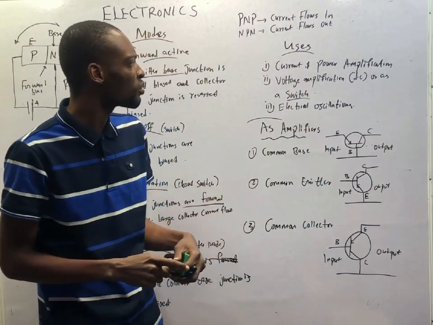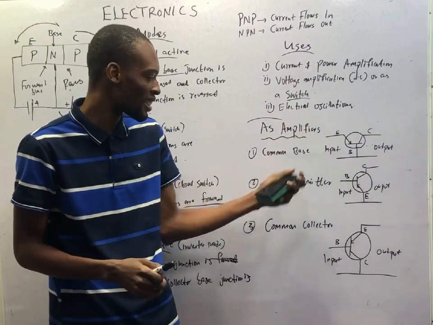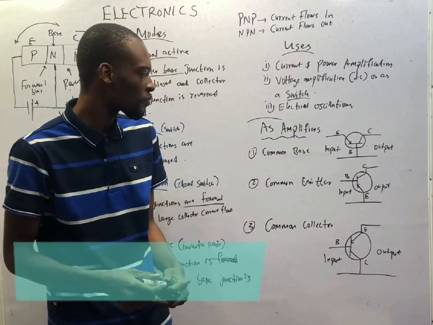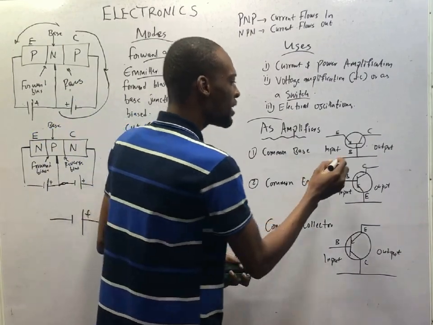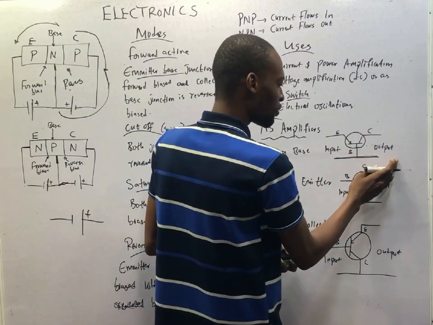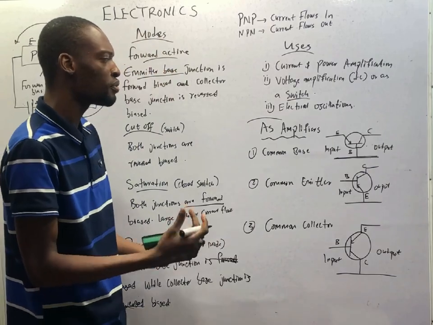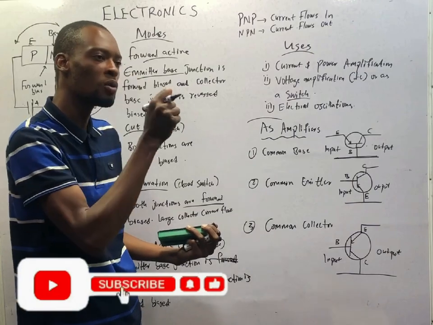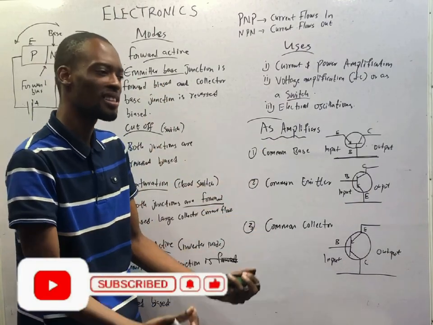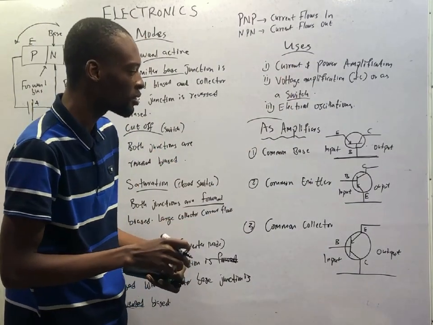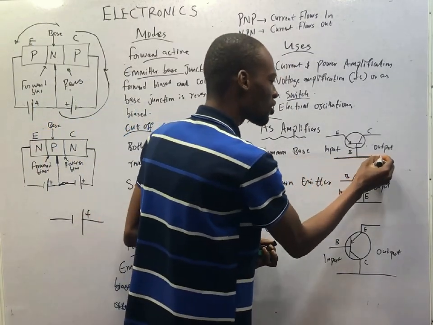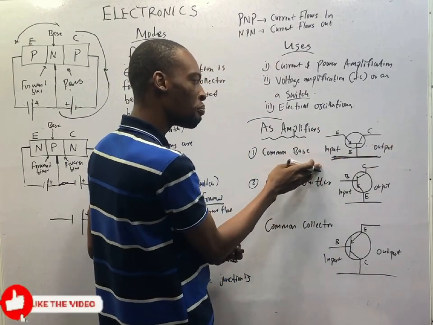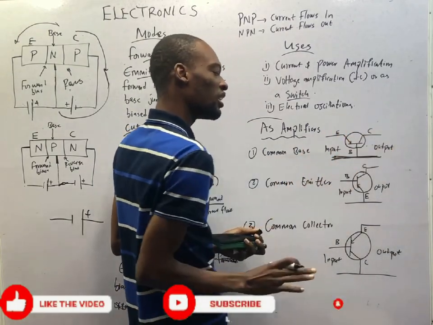Now, to make a transistor function as an amplifier, we can connect it as common base, common emitter, and common collector. Common base simply means that the base is common to both the input and output. Because for amplifiers, the input is amplified. Even in your speaker, in your mic, when you say hello, it has a lot of gain. It boosts, it amplifies, the signal goes up. That is amplification. So for common base, the base is common to the input and output. In the input, you have emitter and base. In the output, you have base and collector.